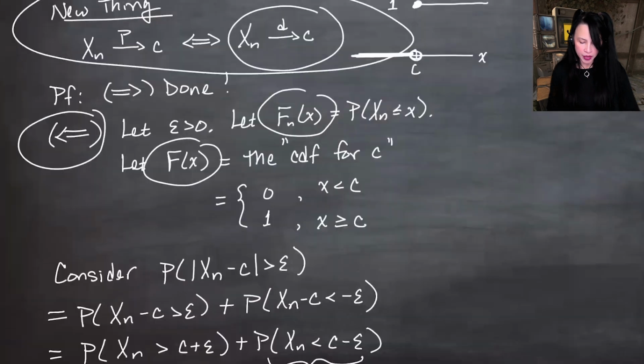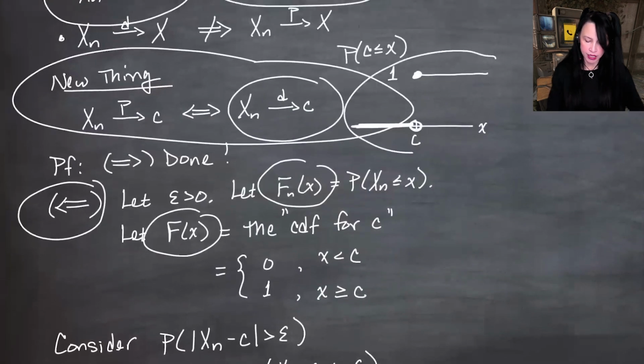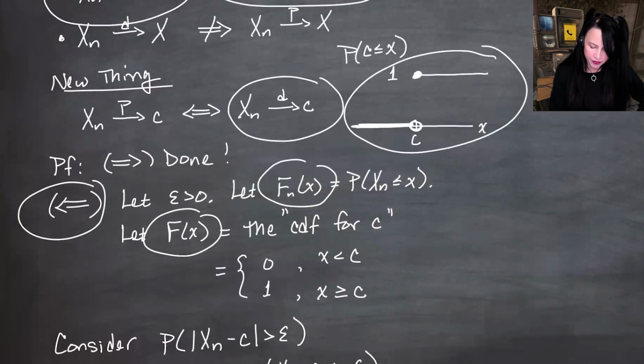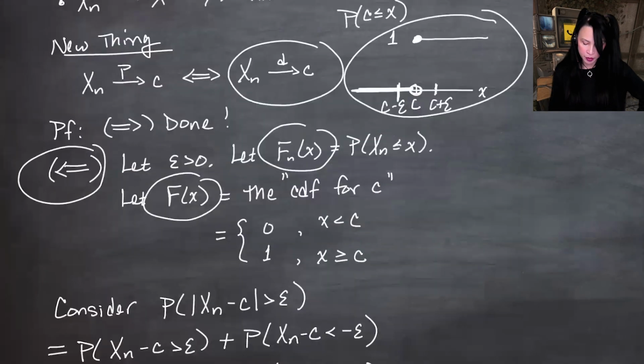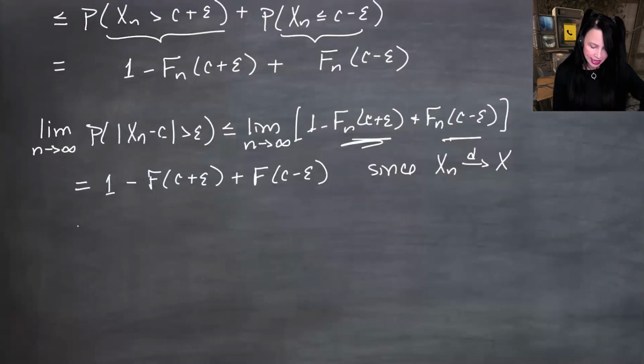So let's go back up here and check out our CDF for c. Let me remove this other part. So in this CDF for c, if we look a little bit to the left of c, like c minus epsilon, the CDF evaluated there is going to be 0, whereas if we look a little bit to the right at c plus epsilon, the CDF evaluated there is going to be 1. But back down here, this is 1 minus 1 plus 0, which is 0.